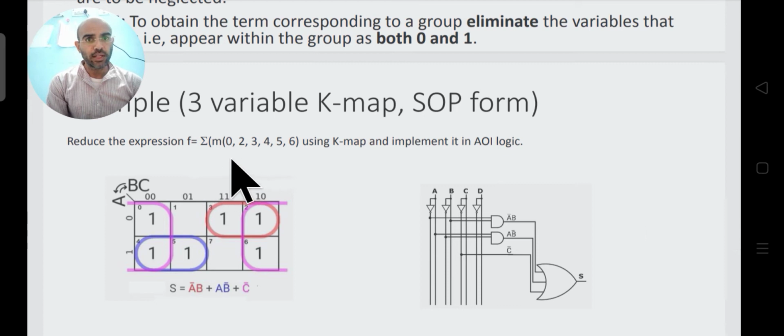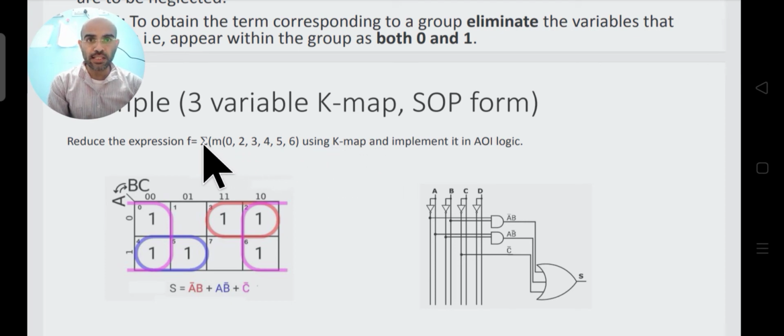So what we do here is we try to understand the things with the help of examples. Let's say the expression is: reduce this given expression, which has min terms 0, 2, 3, 4, 5, 6, using the K-map. Obviously you can simplify the same expression with the help of Boolean identities, but I have already told you what the problems are with solving it using Boolean identities. So we'll not consider that here, we'll just consider the K-map.